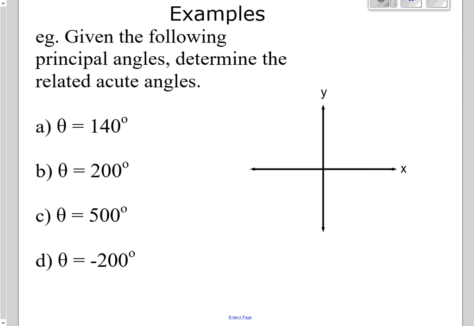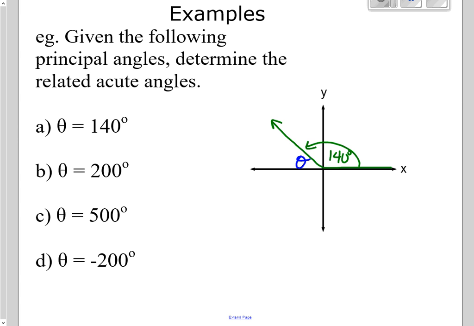Okay, so given the following principal angles, determine the related acute angle. So what you would like to do is draw your angle out on a grid. Start with a grid. And then we are going to go counterclockwise from our positive x-axis to 140 degrees. 140 degrees is going to land me somewhere here in my second quadrant because I know up to my y-axis is 90 degrees. Then I have to add another 50. So this gives me 140 degrees.